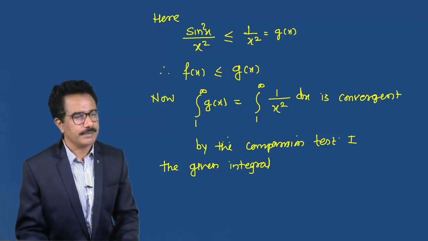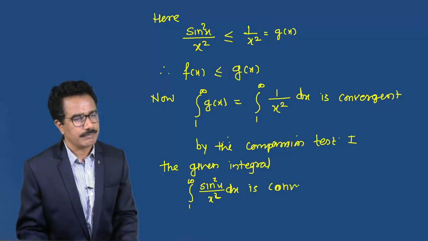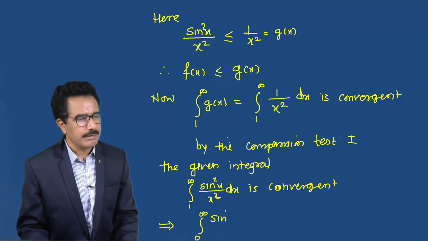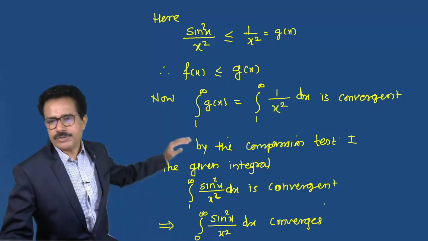So the given integral from 1 to infinity sin square x divided by x square dx is convergent. And this implies that the total integral from 0 to infinity sin square x divided by x square dx is convergent. And hence we can prove.